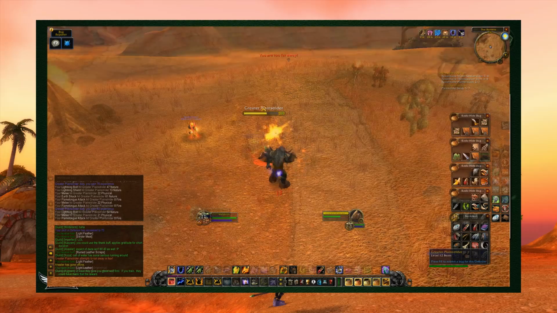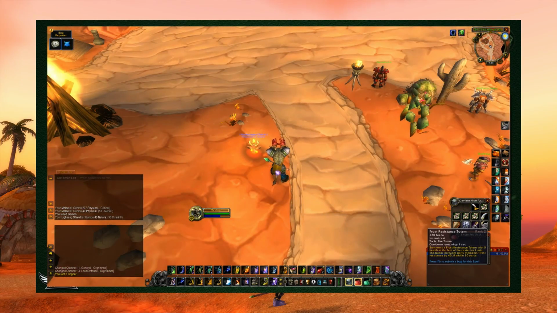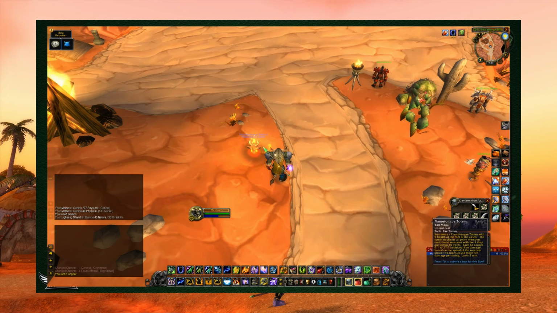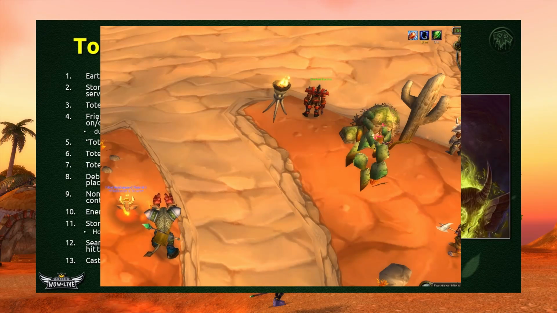Number 5, totem twisting is working great. So we were able to test this with Flame Tongue Totem and Frost Resistance Totem. You put Flame Tongue down, you replace Flame Tongue with Frost Resistance, and you have the Frost Resistance buff, and you still have Flame Tongue in your weapon. So that's working great, which means it'll work fine for Wind Fury and Grace of Air.